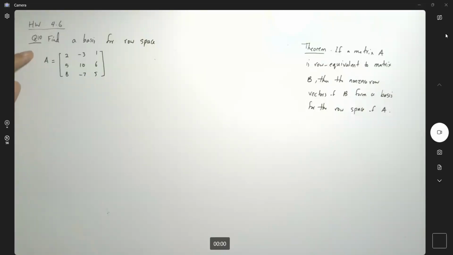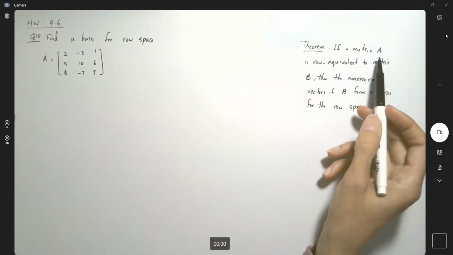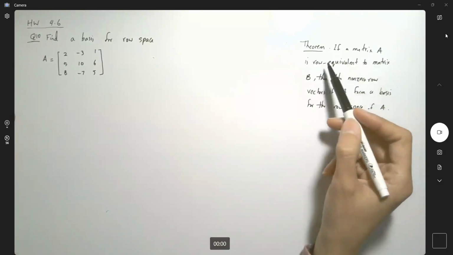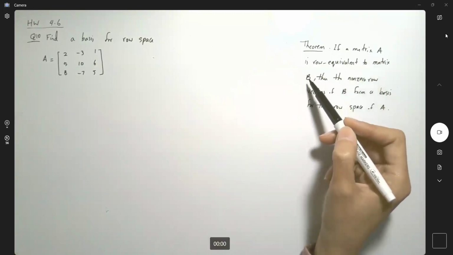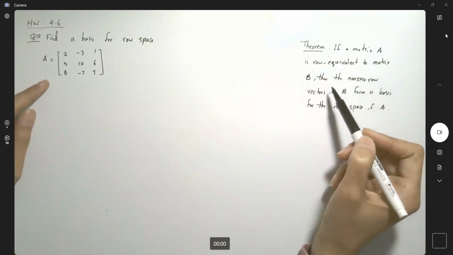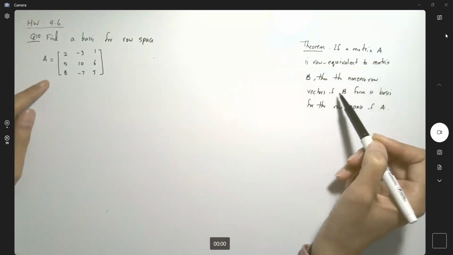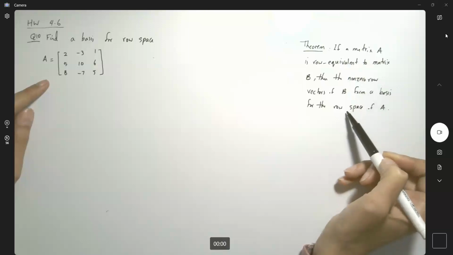Question 10. Find the basis for the row space of the following matrix. So first, remember the theorem. Always remember these important theorems. If you have a matrix, and it's row equivalent to another matrix, which is much simpler than the original matrix, hopefully, count the number of non-zero rows. That's going to be the rank, and those non-zero vectors also form a basis.